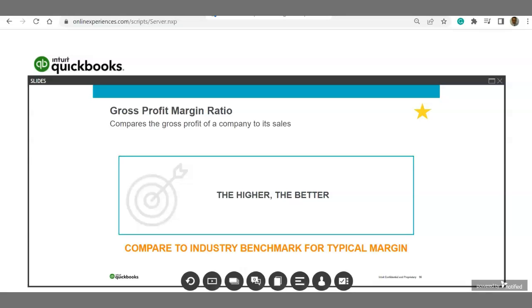Now, you want to compare this to the industry benchmark for the typical margin for your client's business, because certain types of retailers, like discount retailers, will often have a very low gross profit margin, but really high volume sales, right? Like dollar stores. But then you have specialty boutique stores that might have a really high markup and therefore a higher gross profit margin, but they might have a low volume of sales.